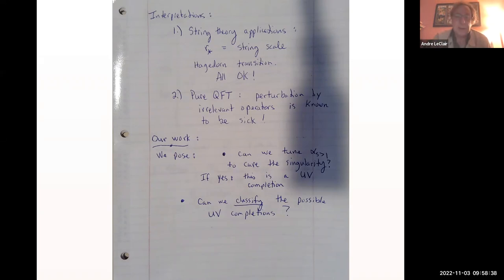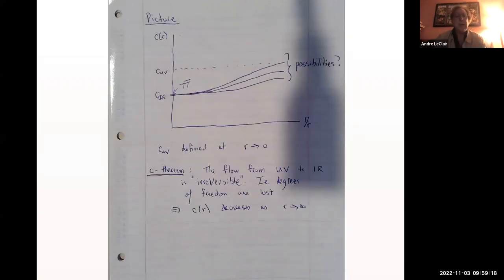That's the first question. And then once you formulate that, you ask, is it possible to classify the possible UV completions? You know, if you could do that in the standard model, it'd be very interesting, right? We just start with the low energy spectrum of quarks, neutrinos, leptons, whatever, and you take all that field content and make a list of the possible ultraviolet theories. That's probably not going to be possible in four dimensions, but conceptually it's an interesting problem. So this is the picture you have.